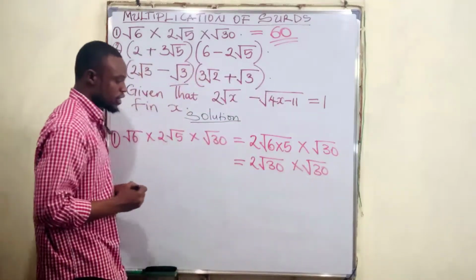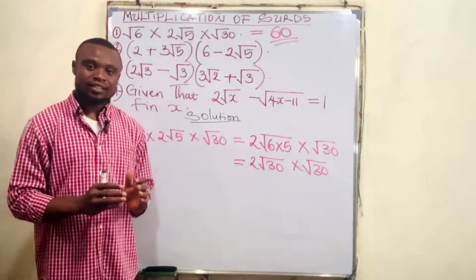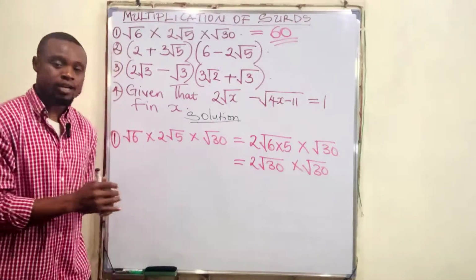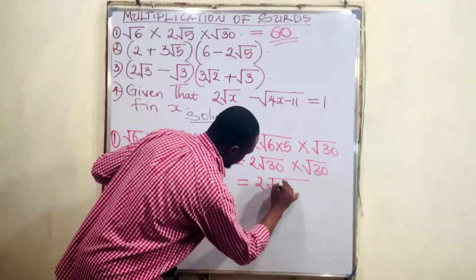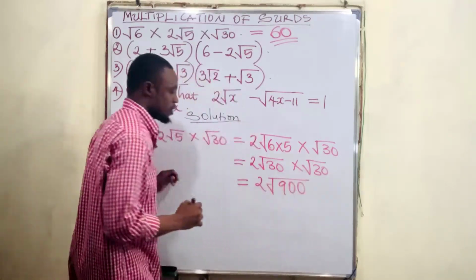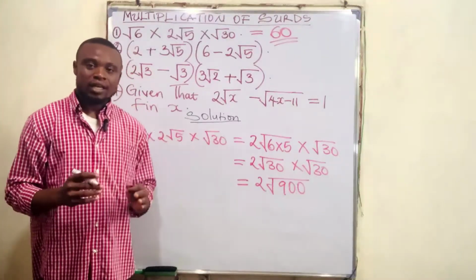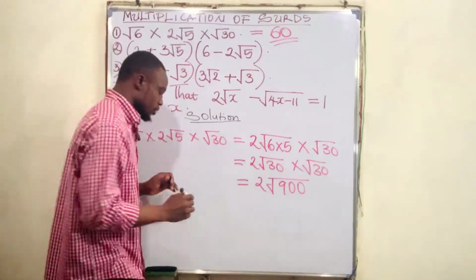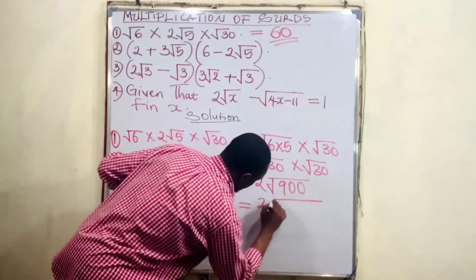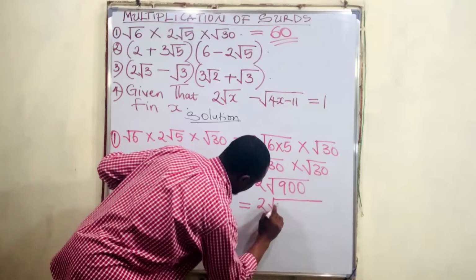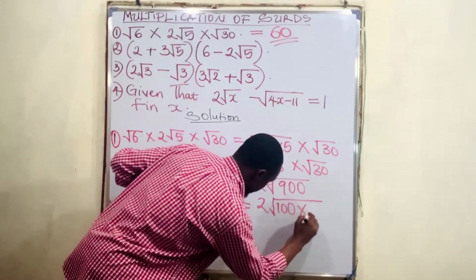30. Okay, so root 30 multiplied by root 30 is the root of 900. So we have 2 root 900. Now the root of 900 is the same thing as what? 100 multiplied by 9. So we now have 2 root of what? 100 multiplied by 9.